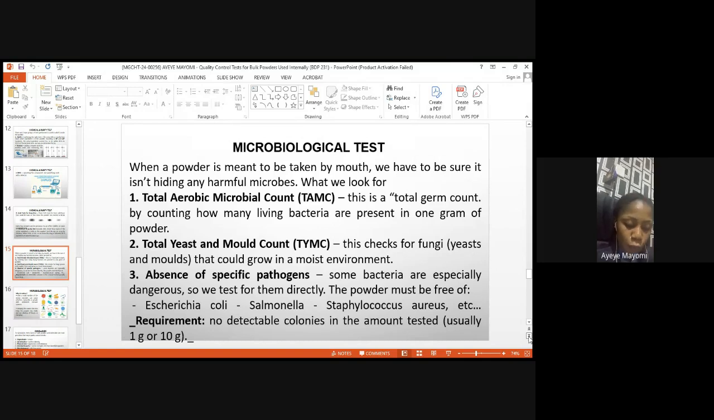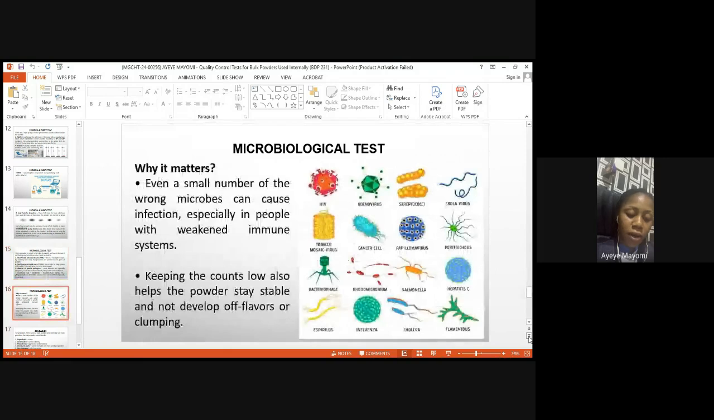So we move on to the reason why we do microbial tests. Even a small number of wrong microbes can cause infection, especially in people with weakened immune systems. Keeping the count low also helps the powder stay stable and not develop off flavors or become clumpy.